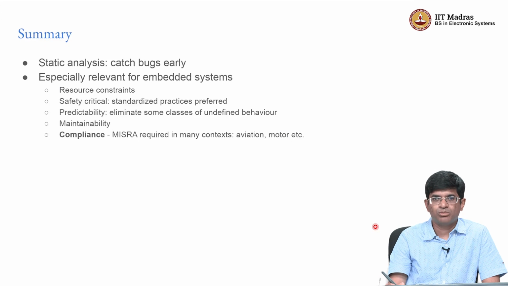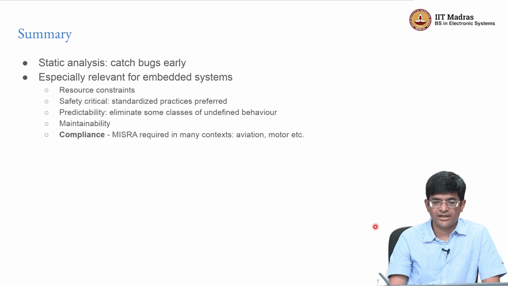So to summarize, the whole point of static analysis is to try and catch bugs as early as possible, and it's especially relevant for embedded systems. Why? Because they have resource constraints. Very often they are being applied in safety critical applications or areas. You want predictability, right? So that several classes of undefined behavior can be eliminated.